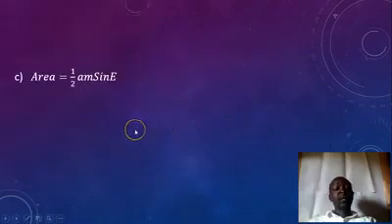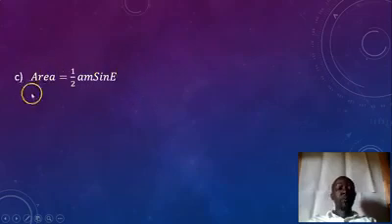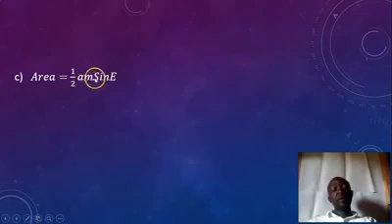Says calculate the area of the triangle. Looking at the triangle labeled A, M, and E, we are going to use the formula area is equal to half AM sine E. You notice one thing here: E is the angle between the two sides A and M. It's the included angle. And here we use sine, not cosine.